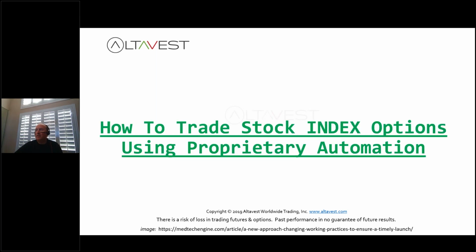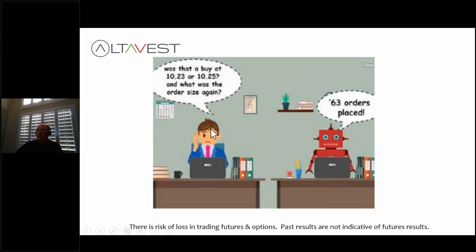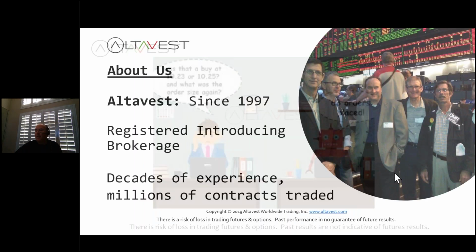Okay, let's look at trading stock index options. We'll use proprietary automation, and we're going to specify why we're looking at index options and not individual stock options. We'll get to that in just a minute, but here's the idea. You don't want to be this poor trader here struggling. You want to be more like this robot, confident in everything placed and handled for you.